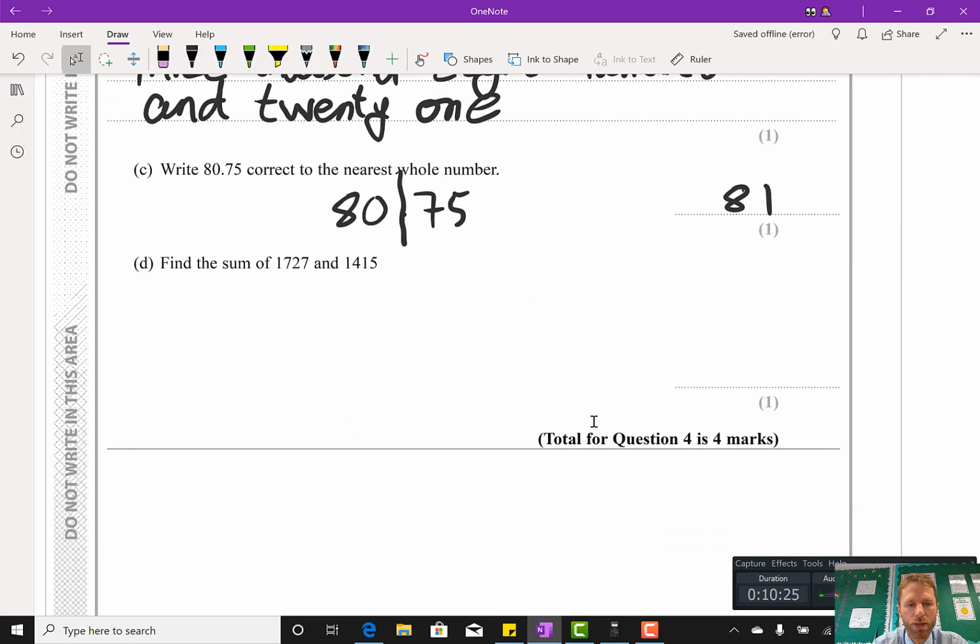Find the sum of 1,727 and 1,415. This relies on our literacy skills. We need to know what the word sum means, which you will see on Excel spreadsheets and the like. Sum means an addition of the two numbers. So 1,727 plus 1,415. At this point, you can use a calculator.